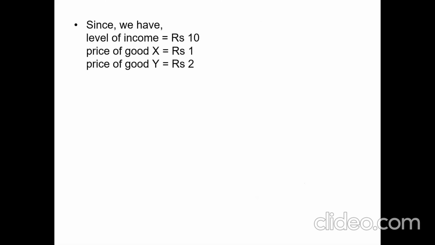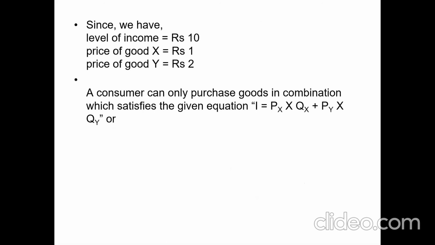But now we have to understand this: since we are given an income level of 10, the price of good X is 1, and the price of good Y is 2. Now look at this. A consumer can purchase only a combination which satisfies this equation: I, that is 10, is equal to Px into Qx plus Py into Qy. Here Px is the price of X, Qx is the quantity of X, Py is the price of Y, and Qy is the quantity of Y.